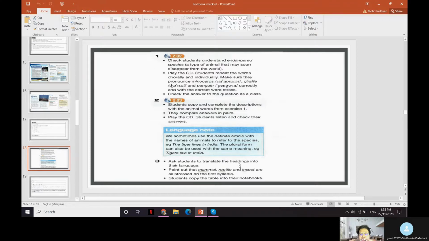Word stress is also given enough attention. As we can see for activity number 3, students are reminded that mammal, reptile, and insects are all stressed on the first syllable.